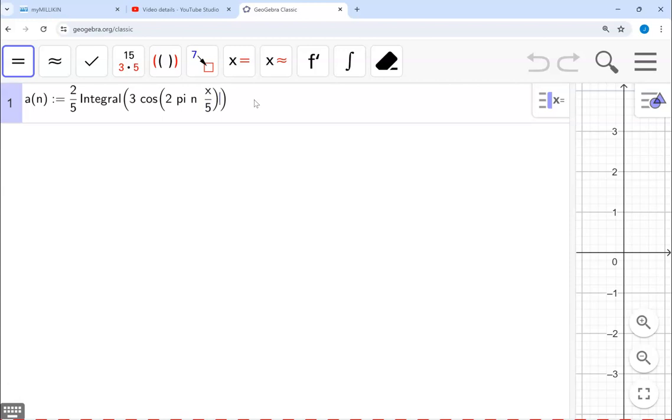It doesn't matter if it's all over the 5, or whatever piece is over the 5, just as long as part of it's over the 5. What did I say? 2 to 5? And then 2 over 5 integral of 2 cosine of 2 pi n x over 5 from 5 to 7.